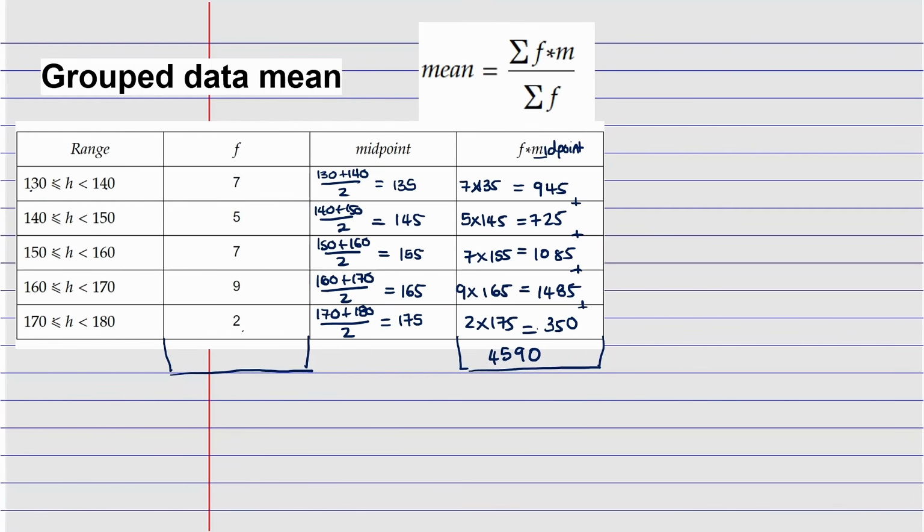It's going to be 7 plus 5 plus 7 plus 9 plus 2. You're going to get your total as being 30 here. Right? So now your mean is equal to 4590 divided by 30. So that's going to give you, your mean is going to be equal to 153. And that's how you would find the mean of a group data.